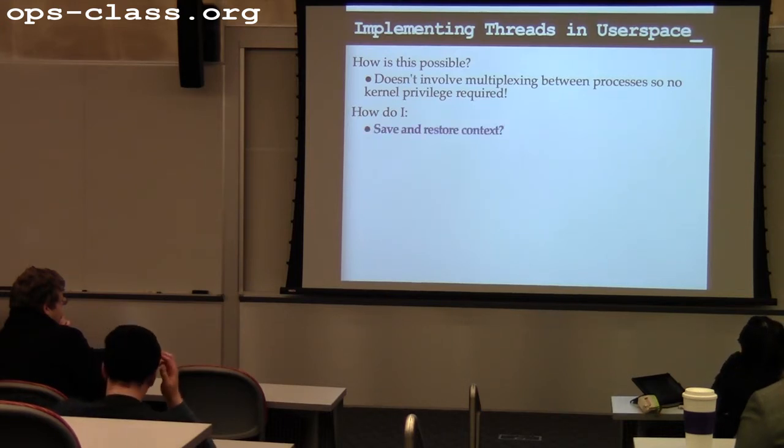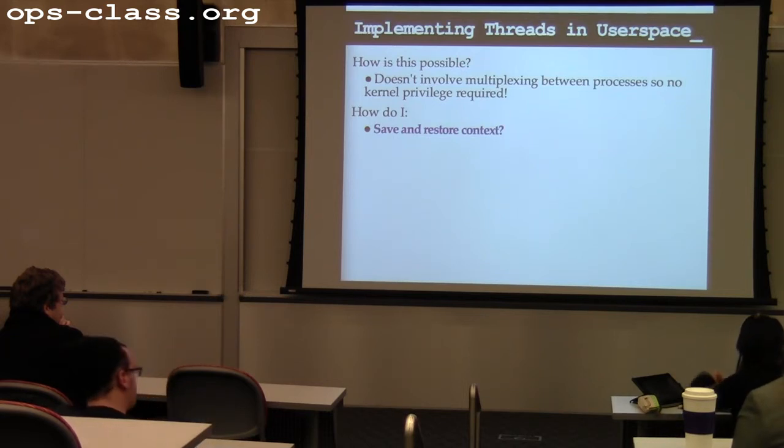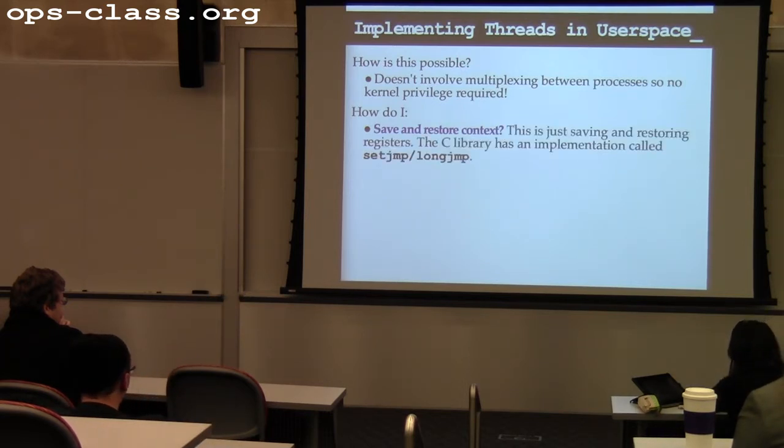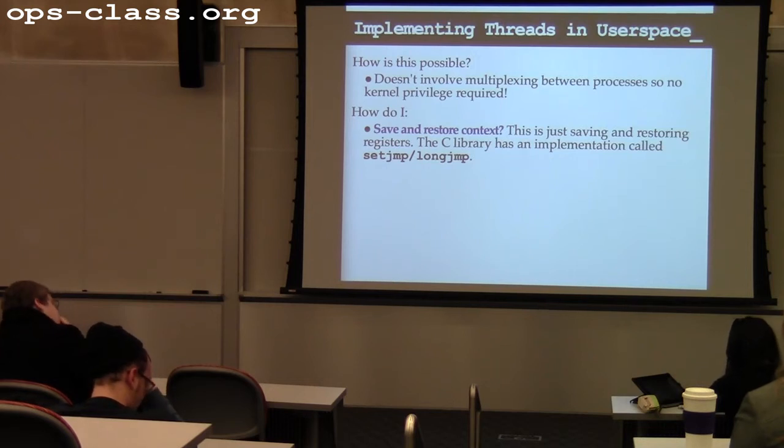So the things we have to think about are, how do I save and restore context? This is pretty fundamental. How can I stop a thread and start it again? And the C library actually has, how many people have ever used setjmp or longjmp before? Oh, OK, cool. This next example will blow your minds a little bit. This is fun stuff. So it turns out the C library actually has an implementation of this, which is called setjmp longjmp. Setjmp saves the state. I think this is how it works. And longjmp returns to the point where the state was saved.